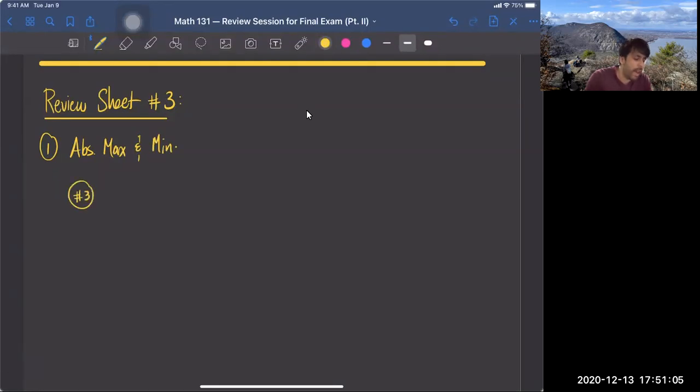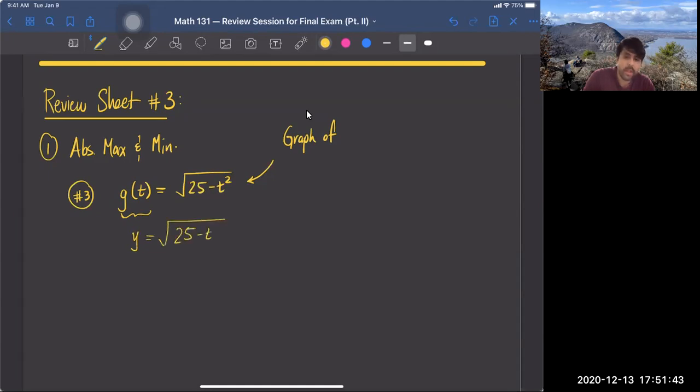So for number 3, we don't have any interval, and that's because the implication is that we should know what the graph looks like. So if I were to graph this, do you guys know what this is the graph of? Normally our g of t, we can consider this as the y value. So just bear with me.